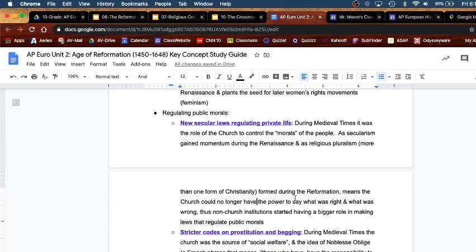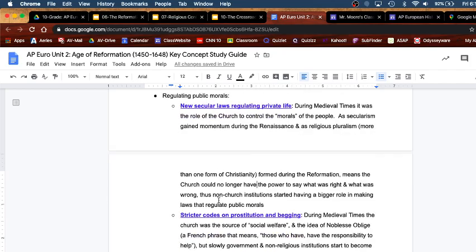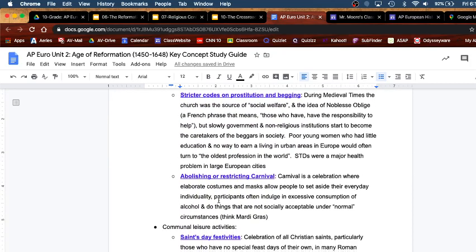The churches, there's this idea about who should have the ability to say what is right and wrong in society. Okay, churches no longer have that power, and so non-church institutions start to play a bigger role. So that's what's happening because of secularism from the Renaissance and this pluralism from the Reformation. It starts to change what's right and wrong.